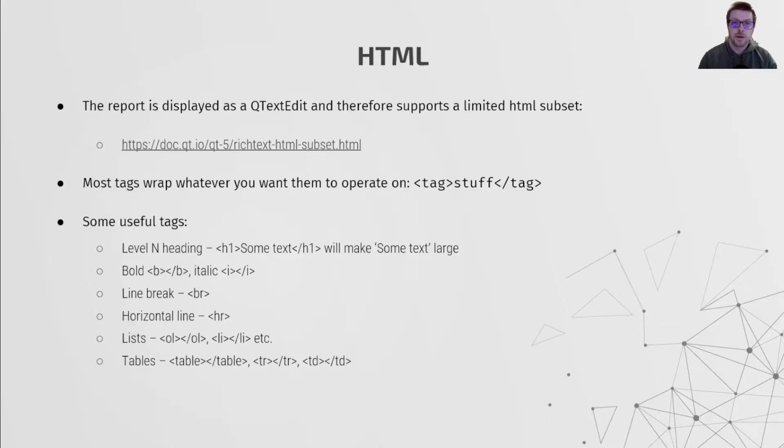Some of the useful tags supported by QTextEdit are listed here, where we have heading, bold, and italic tags to style text, line breaks and horizontal lines to section things off. Simple lists and tables are also supported. Here the OL stands for ordered list and LI stands for list item. And for the table, TR stands for table row and TD stands for table data. Most likely you will not be creating tables manually, however, as Python and Pandas contain some helper functions for this purpose.